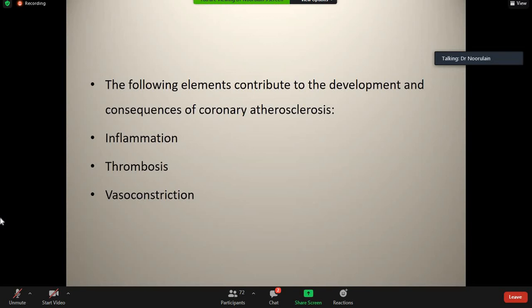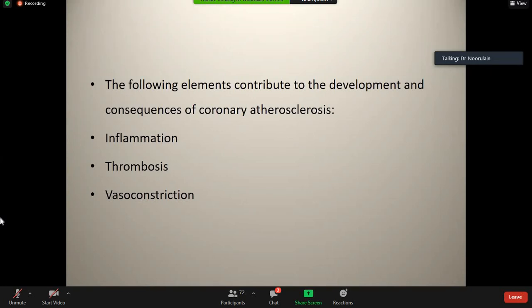Thrombosis occurs when there is a rupture or injury to the endothelial cell, leading to thrombosis due to platelet aggregation and vasoconstriction, due to the different adrenergic agonists and different contents of the platelets, leading to vasoconstriction and causing decreased lumen diameter. So it decreases the blood supply to the heart muscles.